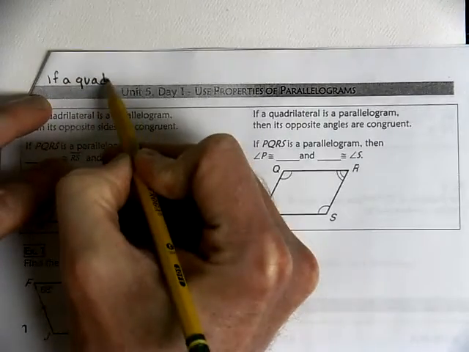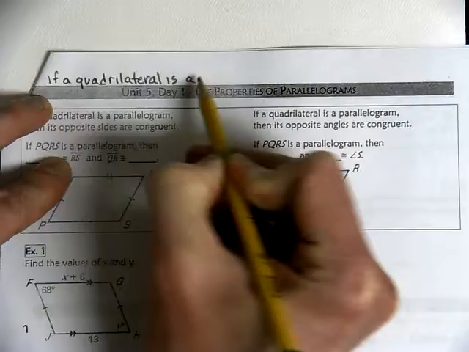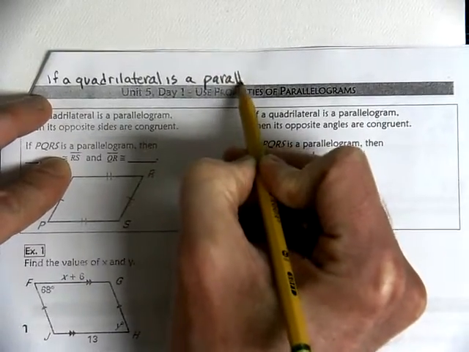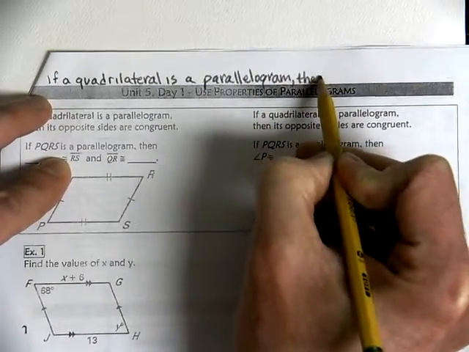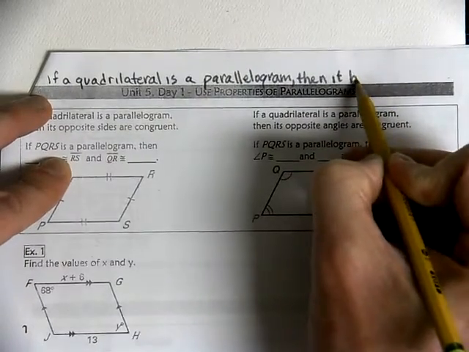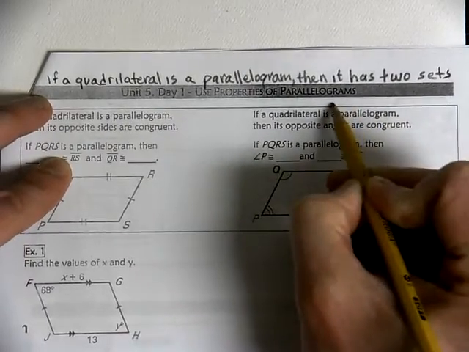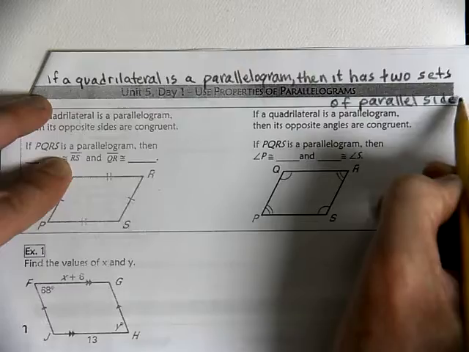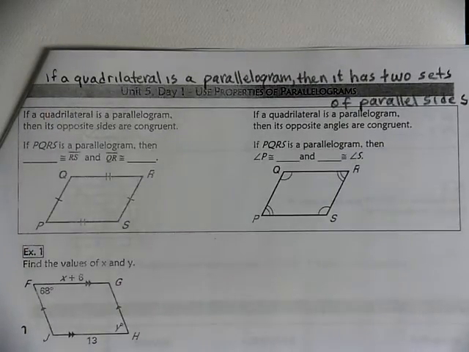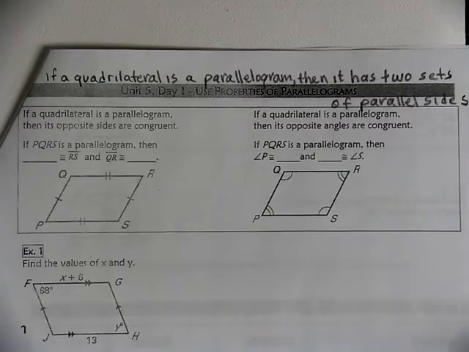If a quadrilateral is a parallelogram, then it has two sets of parallel sides. That's the definition of a parallelogram. If we know we have a parallelogram, then we're going to have two sets of parallel sides.